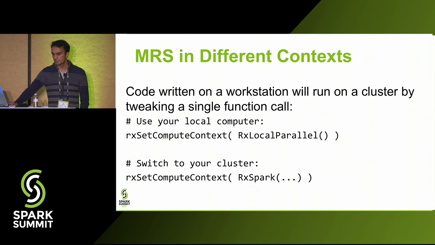To change the environment is super simple. You just say, hey, I want to change from a local parallel compute context in this environment to a Spark compute environment. Just one line of code, and everything else will automatically get distributed in the new environment. So nothing to configure, no need to rewrite any of your code. Every additional MRS function will get automatically implemented in the new environment.